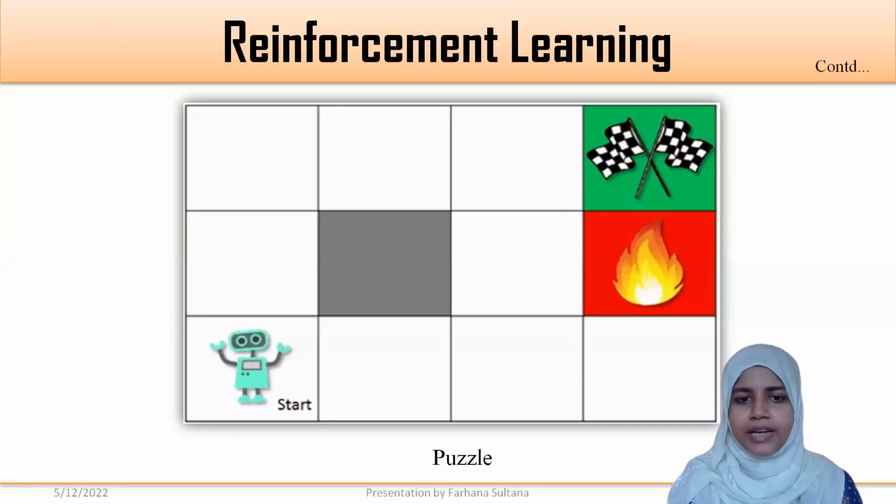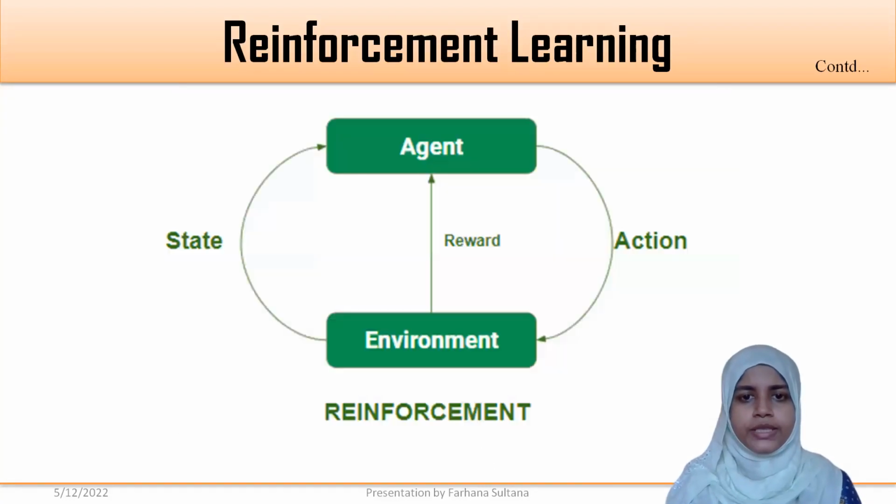So this is a puzzle problem. This robot has to go to this destination, and there is a hole, there is fire, and there are different blocks. If it goes right, then right, then left, and right, then it will reach the destination. But if it takes a wrong step and goes into this step, then it will never reach the destination. So this is a good example of reinforcement learning.